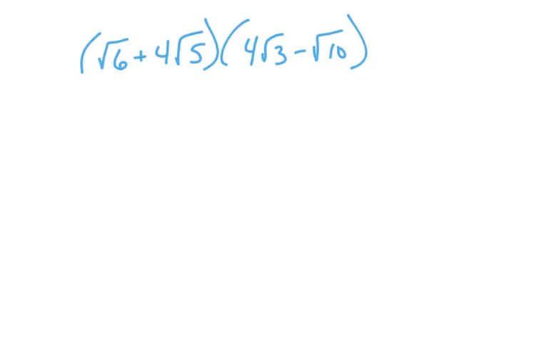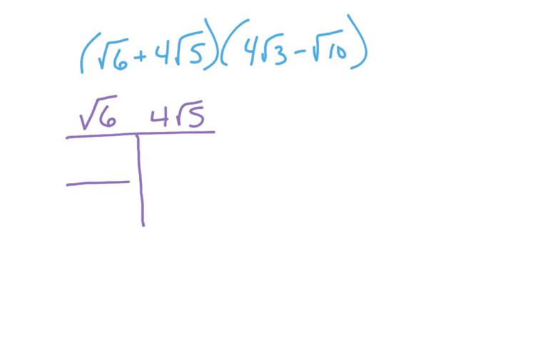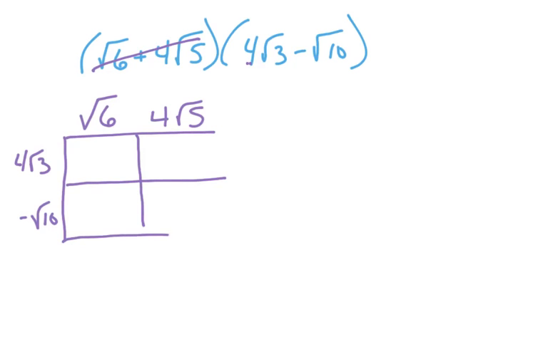So setting up the box method, I've got a radical 6 and I've got a 4 radical 5. So these numbers are good. Now I'm going to put the other expression on the side. I've got a 4 radical 3 and I've got a negative radical 10. So just like you did with regular numbers, you're going to do it with your radicals.